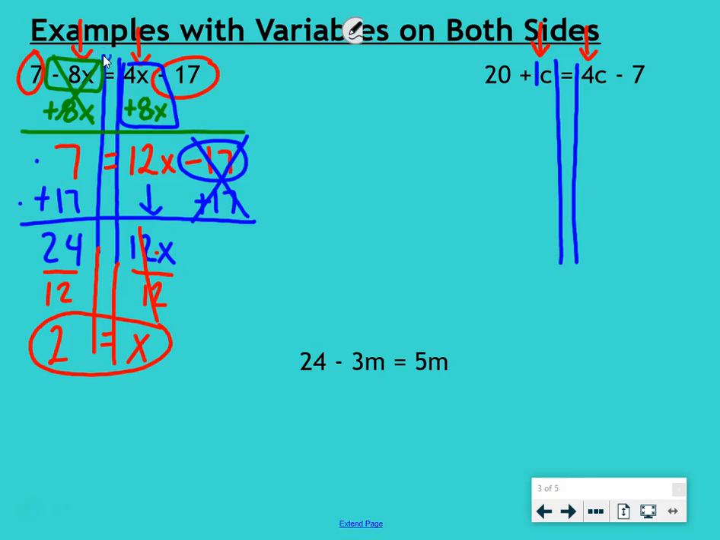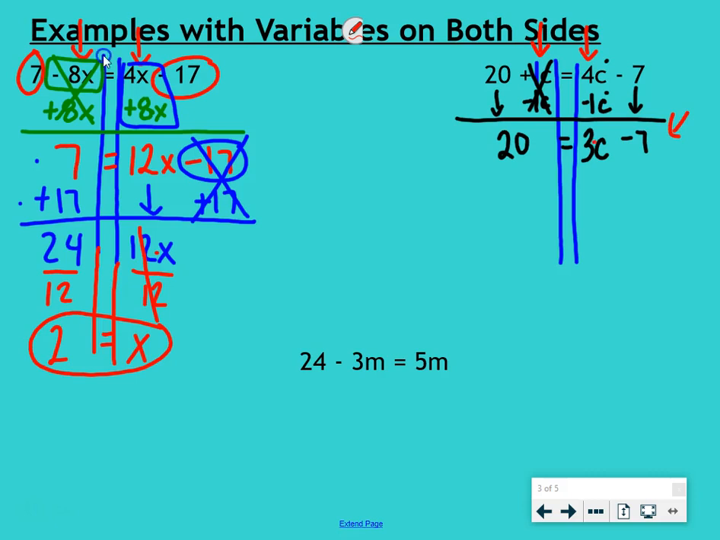Undo a plus 1c with a minus 1c on both sides. 20 comes down. 1c minus 1c is 0. 4c minus 1c is 3c. And then the minus 7 comes down as well. Now if we look, we have 3c minus 7 over here on the side with our variable now.